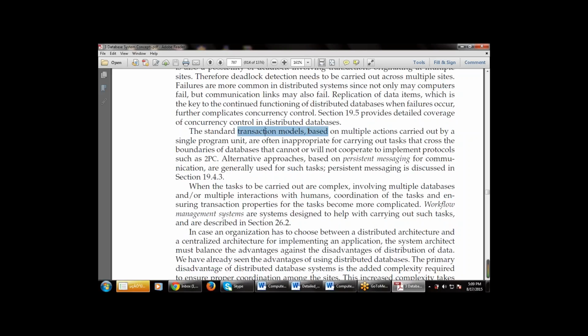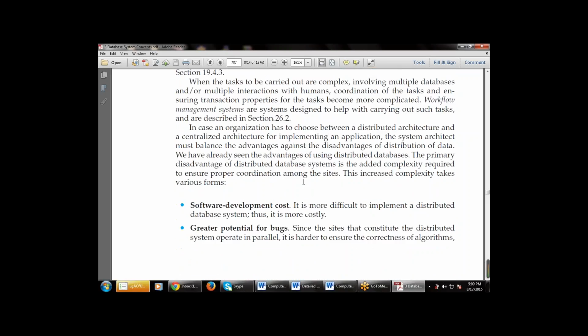The standard transaction model based on multiple actions is also carried out at a single development cost. In case the organization has to choose between the distributed and the centralized architecture, what are the various criteria and complexities that differentiate between the distributed architecture and the centralized architecture? In a centralized architecture, every data item is at one place. Distributed means data is distributed among various sites, among various computers.